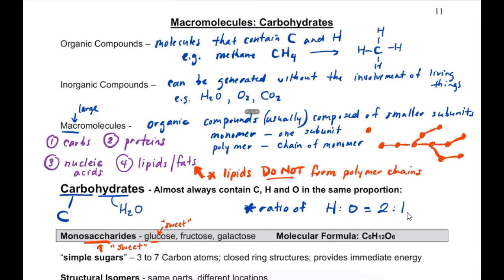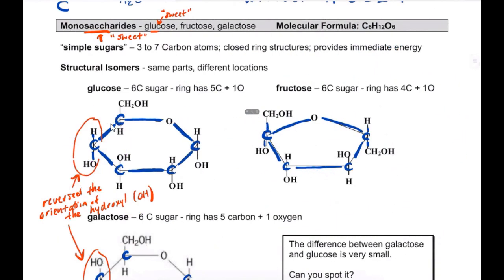ratio every single time. That's how you can tell the difference between a carbohydrate, which is C, H, and O, and a fat, which is also C, H, and O, but there's no 2 to 1. So carbohydrate, 2 to 1 ratio. Make sure that you write the C's over.